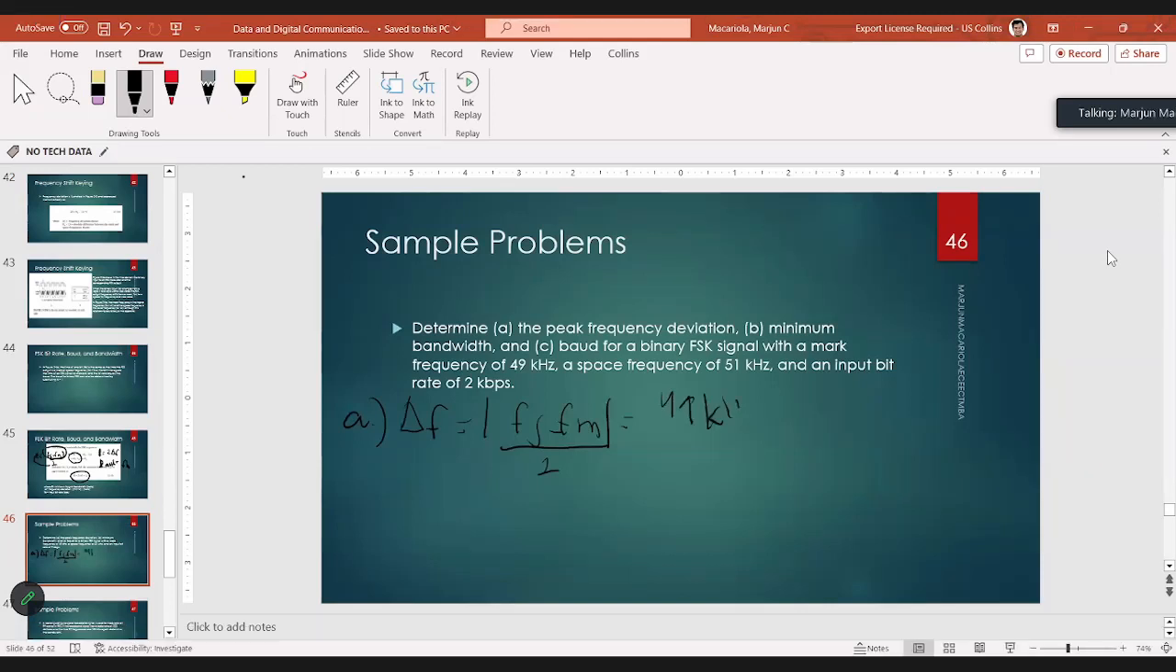B. For the minimum bandwidth, bandwidth is 2 delta F plus FB, the bit rate.